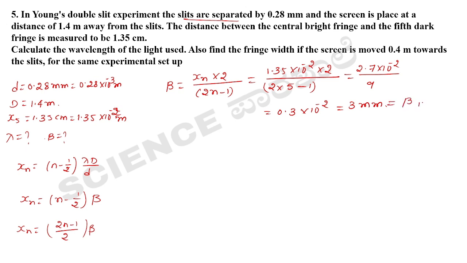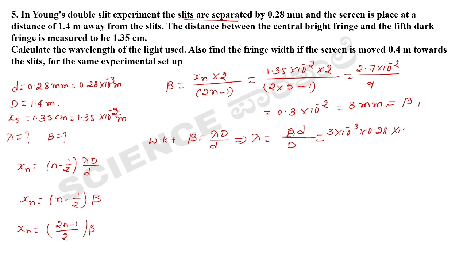Okay, now we know that formula. We know that beta is equal to lambda capital D by small d. So from this formula I have to calculate lambda is equal to beta small d by capital D. So how much beta did I get here? 3. 3 into 10 raised to minus 3 is equal to, small d how much?